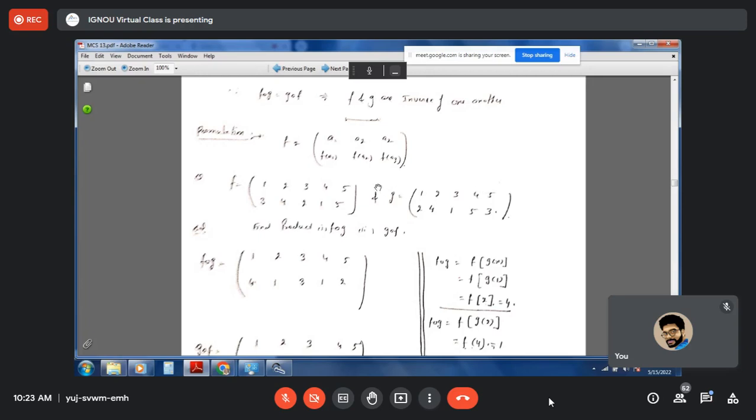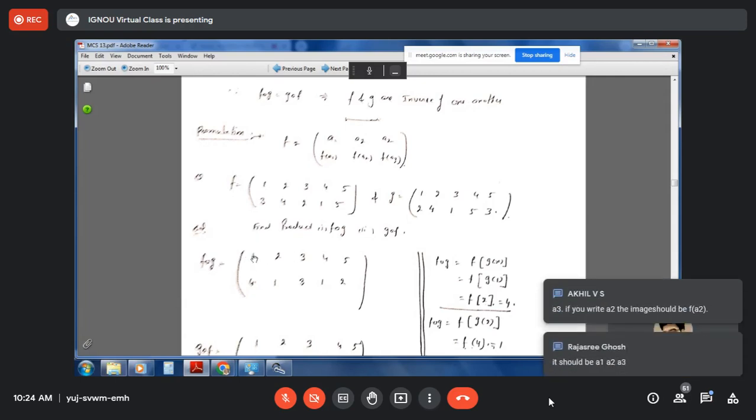So, here the question is again the same. Find the product, find F composition G and G composition F. I told you what the composition means, image of an image. How to find it? Simply, we are going to write F composition G. See carefully, try to understand. There is no formula. It's only how to pick the image of an image.